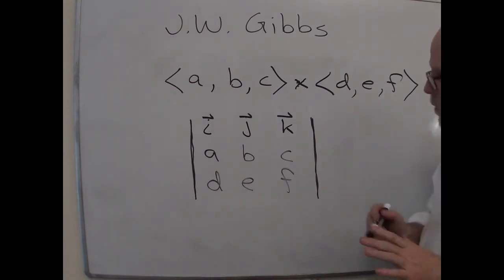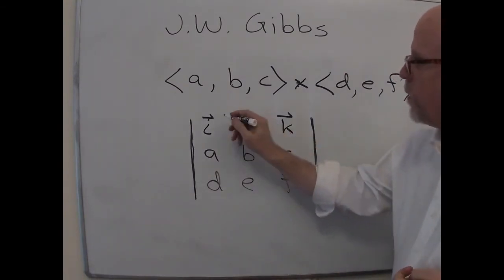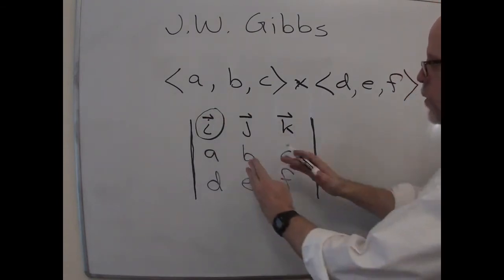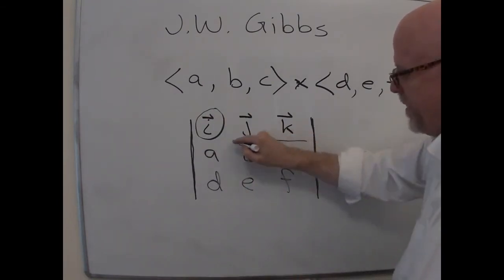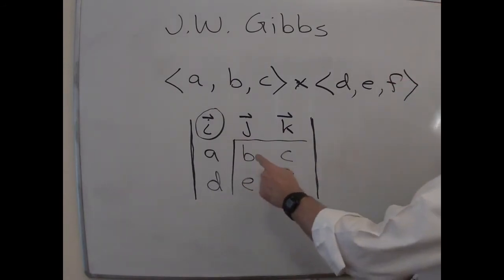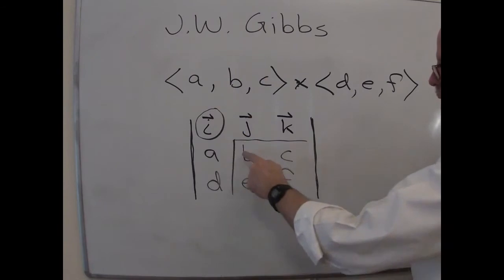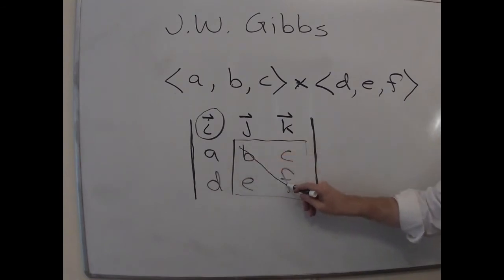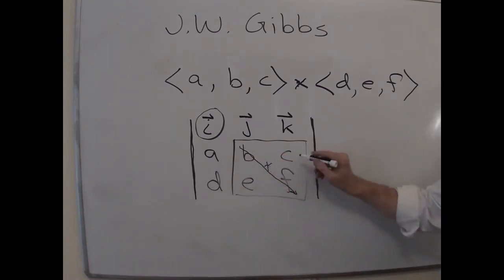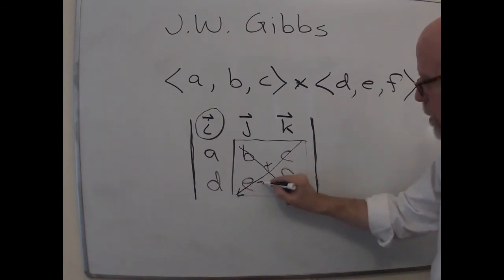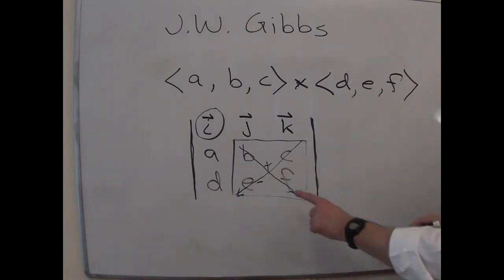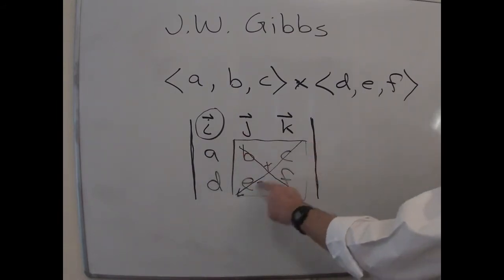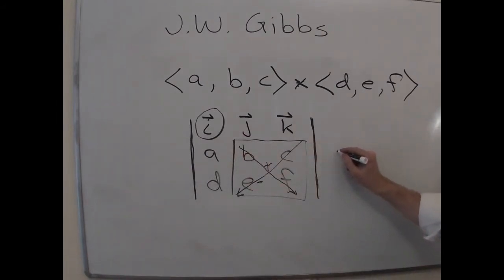The pattern is this. You want to figure out the stuff that multiplies I, you look everywhere else. So the multiplier on I is going to come from these 4 numbers. And here's the pattern. You add going this way, and then you subtract going that way. So it's BF minus CE, times I.